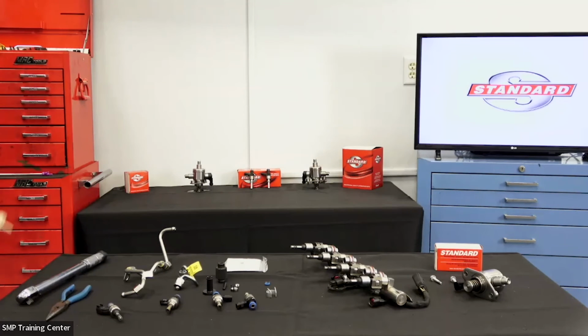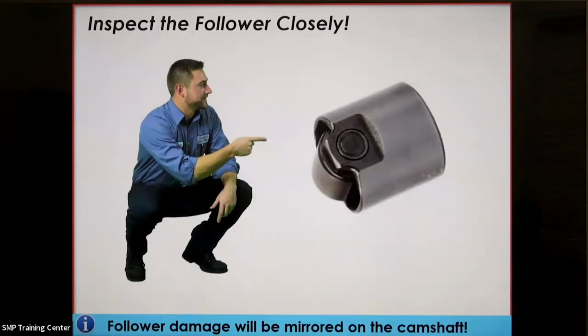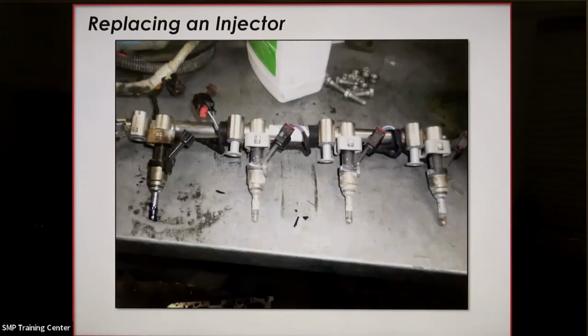Another thing that we want to keep in mind is that whenever we have that high pressure pump out, we will want to pull this follower out and take a close look at that follower. We want to look it over for damage, because any damage that we see on that follower, there will be corresponding damage on the camshaft. So when we see damage here, that indicates that we have maybe deeper problems in that engine.